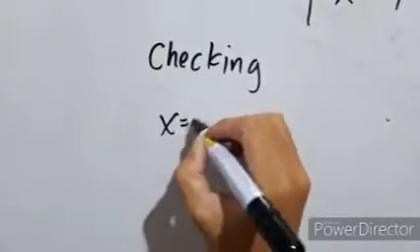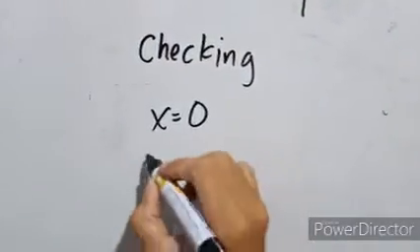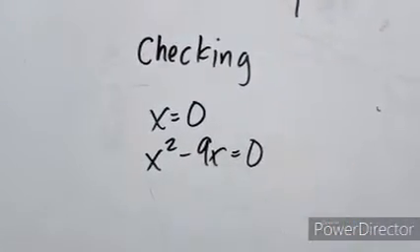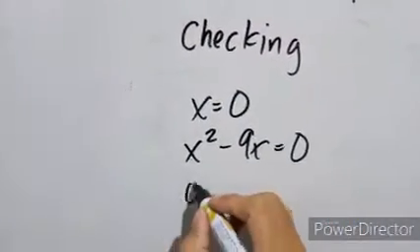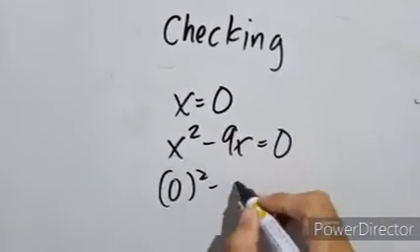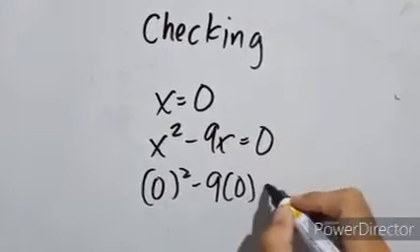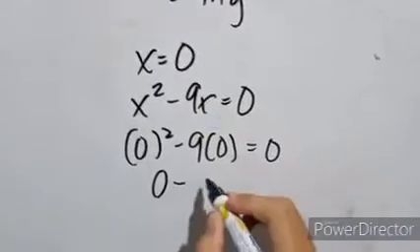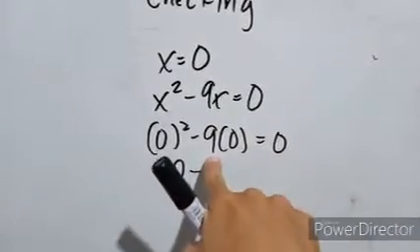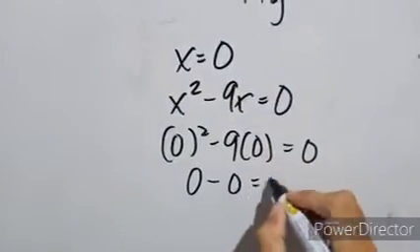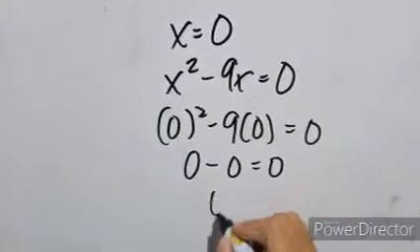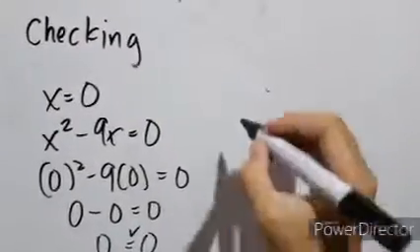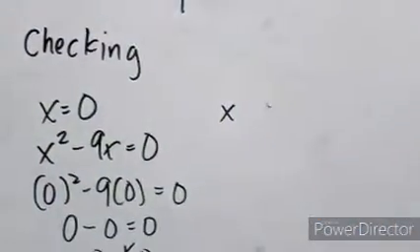So, x is equal to 0. Original equation ay x squared minus 9x equals 0. So, palitan natin. 0 squared minus 9 times 0. So, 0 times 0, 0. Minus 9 times 0, 0 pa rin. 0 minus 0 ay 0. Therefore, tama. How about the other one?